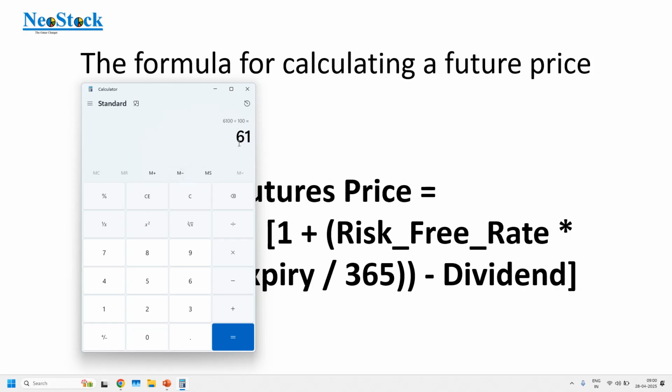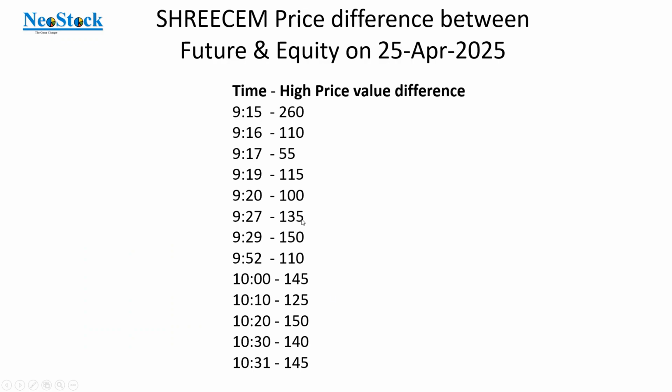So remember, 61 you should not see in terms of the number. You have to see percentage value. The 61 is equivalent to only 0.2%. Got it? Okay. So 60 rupees up or 60 rupees down.